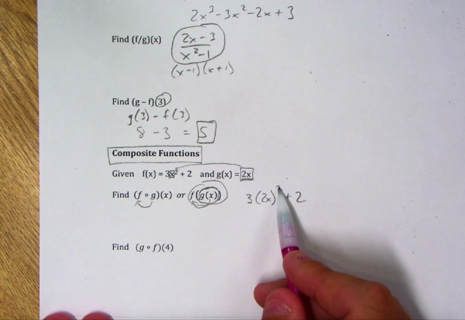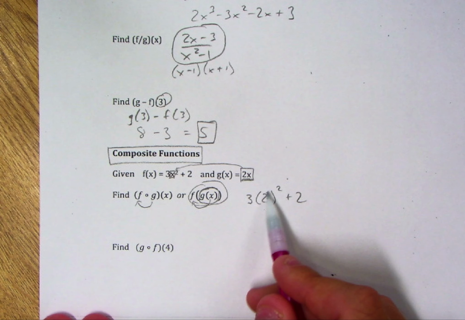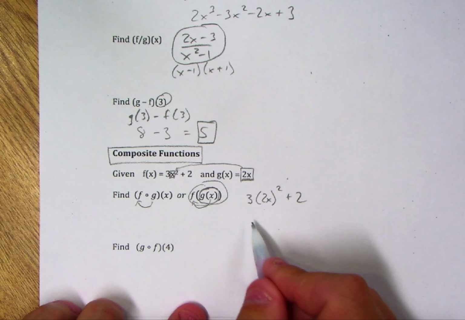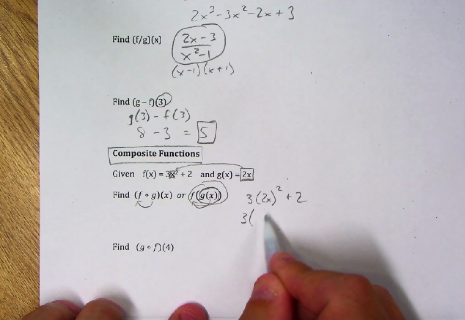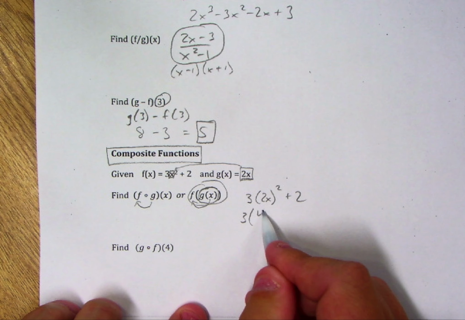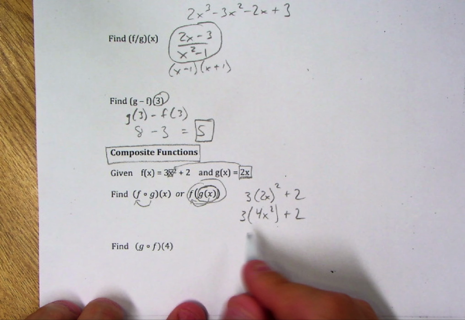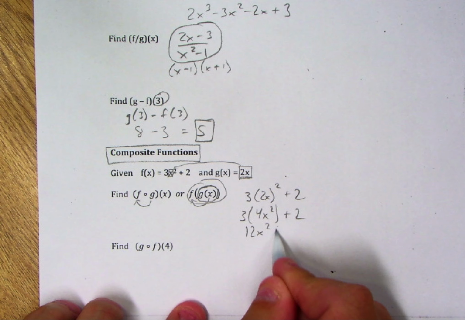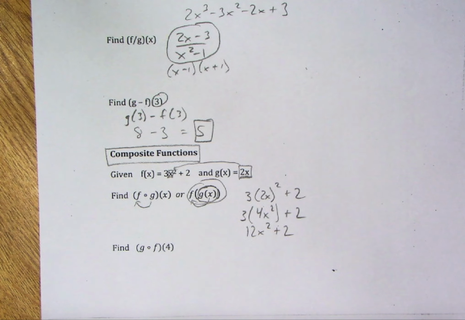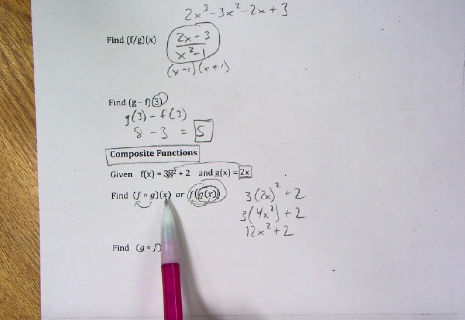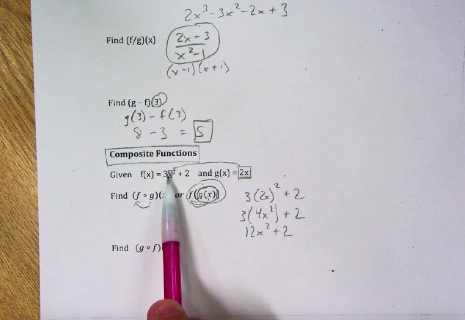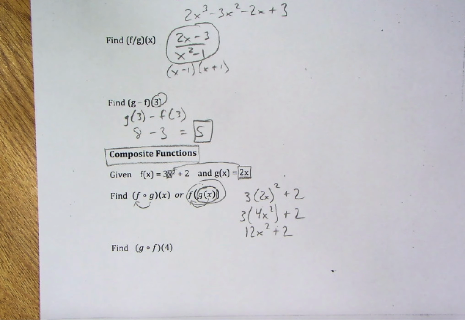So square the 2x. This is a case where we can distribute because there's no plus or minus signs. So it'd be like 3 times, this would become 4x squared. And then that would be 12x squared. But again, just understanding, we plug the second function in for x in the first function. And you'll get some practice on your assignment too.